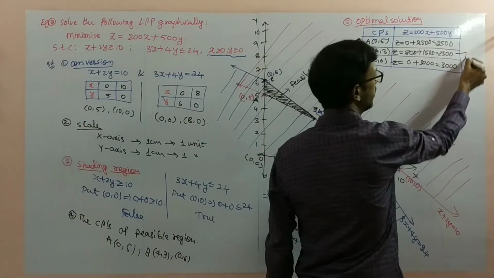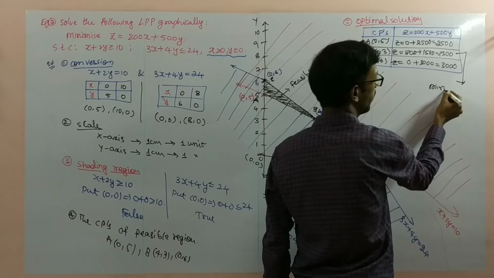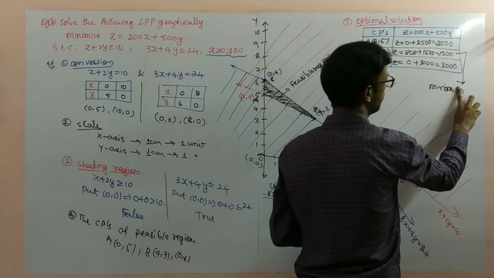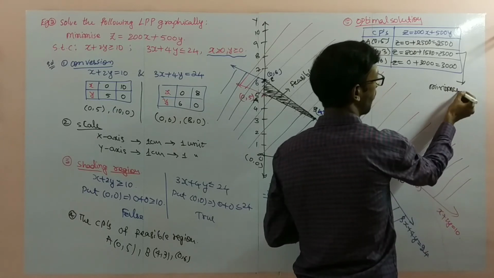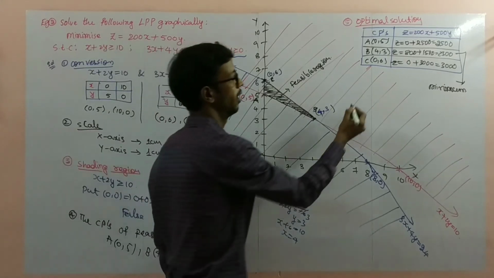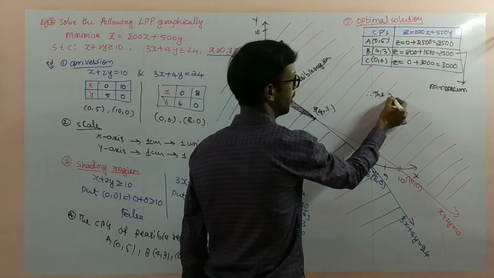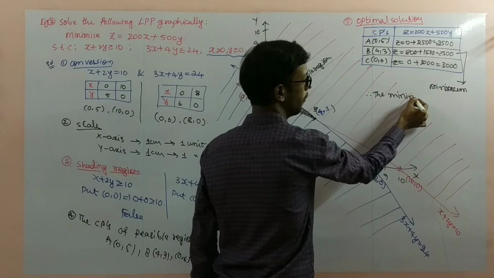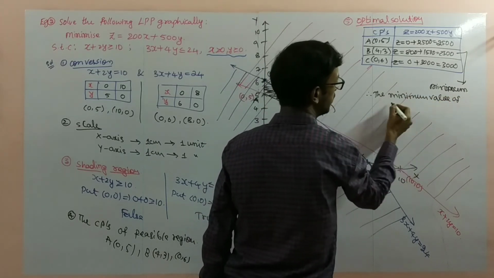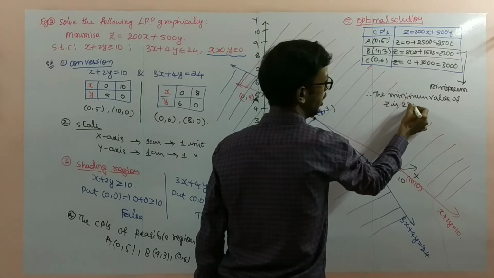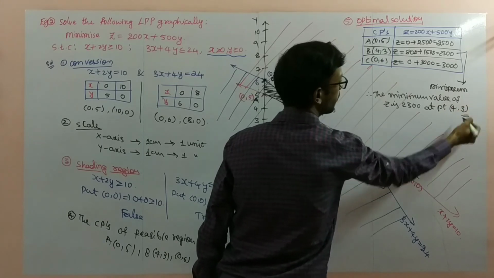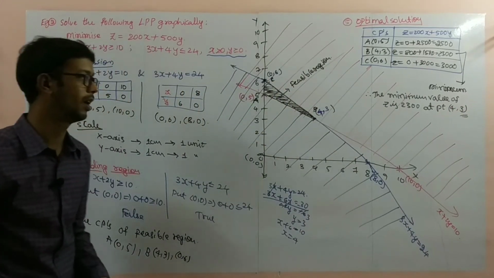Minimum value is this one. Minimum. So the final conclusion we have to write. Therefore, the minimum value of Z is 2300 at the point (4, 3).